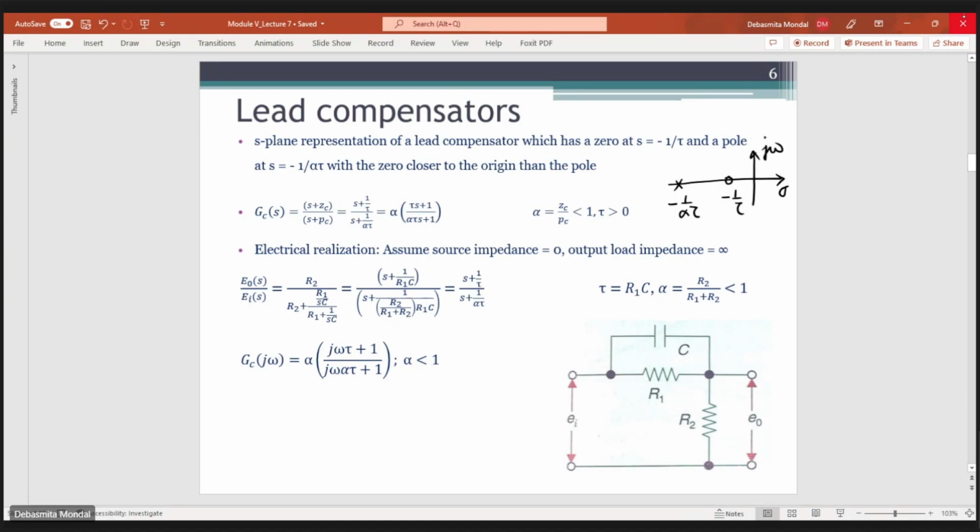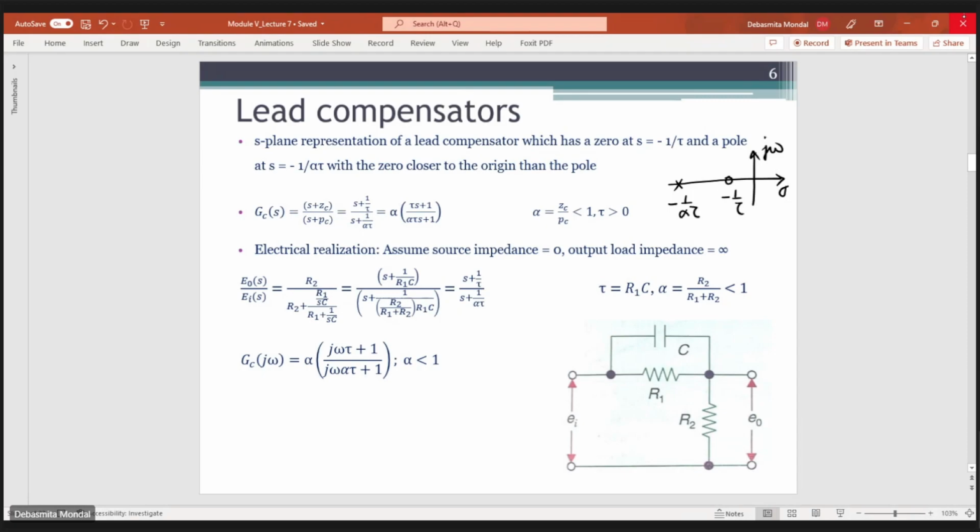So if you multiply these two, this value of alpha gets cancelled out, and you will end up with GC of j omega being only j omega tau plus 1 divided by j omega alpha tau plus 1. So you can visualize this lead compensator as a combination of this electrical circuit as well as an amplifier with a gain of 1 by alpha. For this combination, the sinusoidal transfer function GC of j omega equals j omega tau plus 1 divided by j omega alpha tau plus 1.